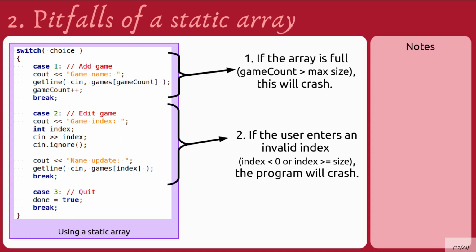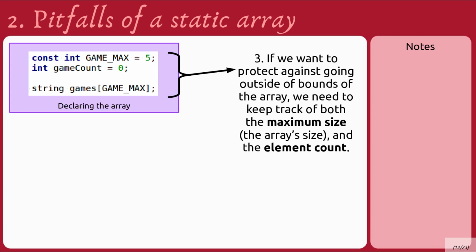And with editing the game, when we just ask the user to enter an index, they can enter any number, and it will try to access that. Again, it allows it to go outside of the bounds of the array, and will cause it to crash. If we want to add error checking here, we're going to need to keep track of both the maximum size of the array and the amount of items we've added to the array.